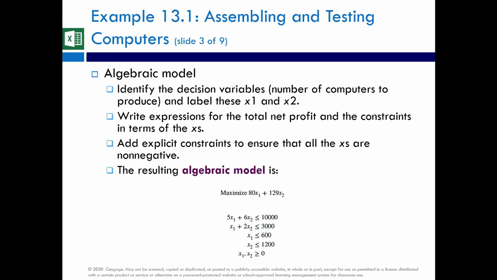Algebraic model. Identify the decision variables, the number of computers produced, and label these x1, x2. Write the expression for the total net profit and constraints in terms of them. Add explicit constraints to ensure that all x's are non-negative. The resulting algebraic model.